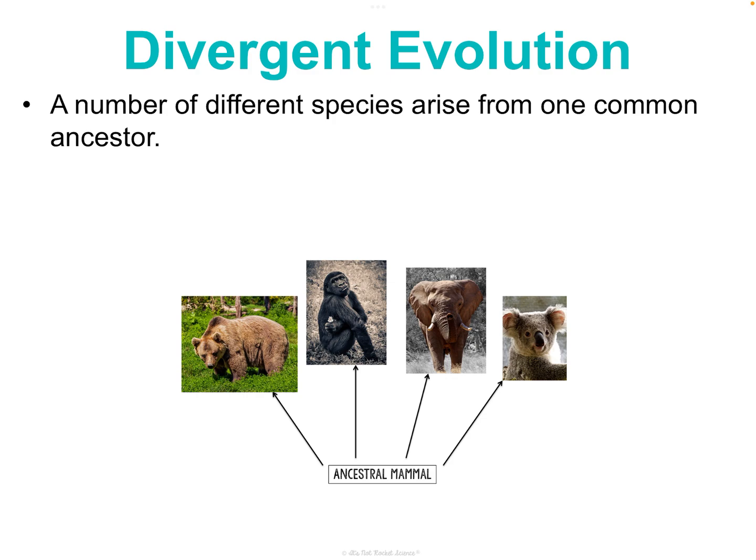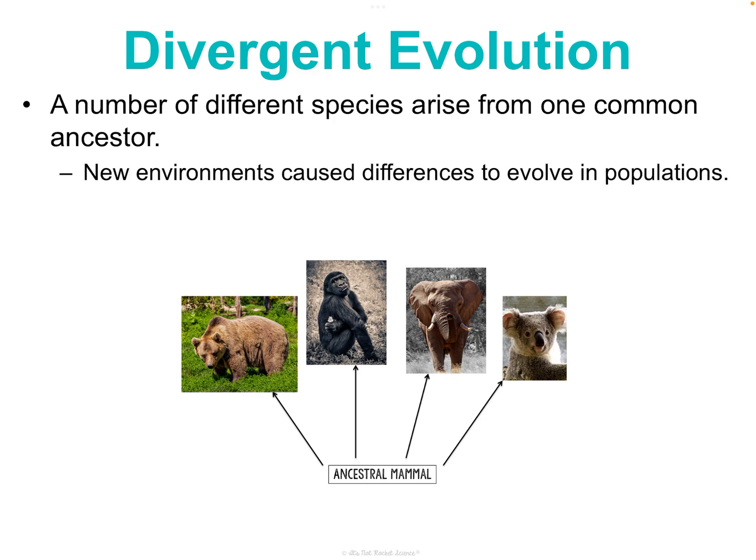We all share a common ancestral mammal that we all came from. But because of living in different environments and traveling across the world, differences have evolved in each of these populations of animals and created the variety that we see now, in order to better fit where they live and what food sources they have and how they survive.